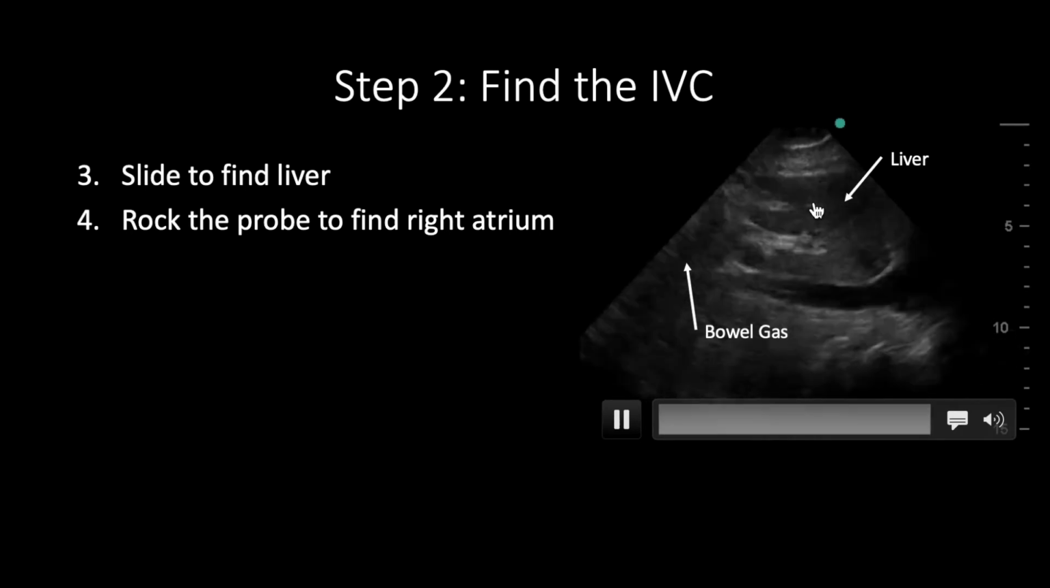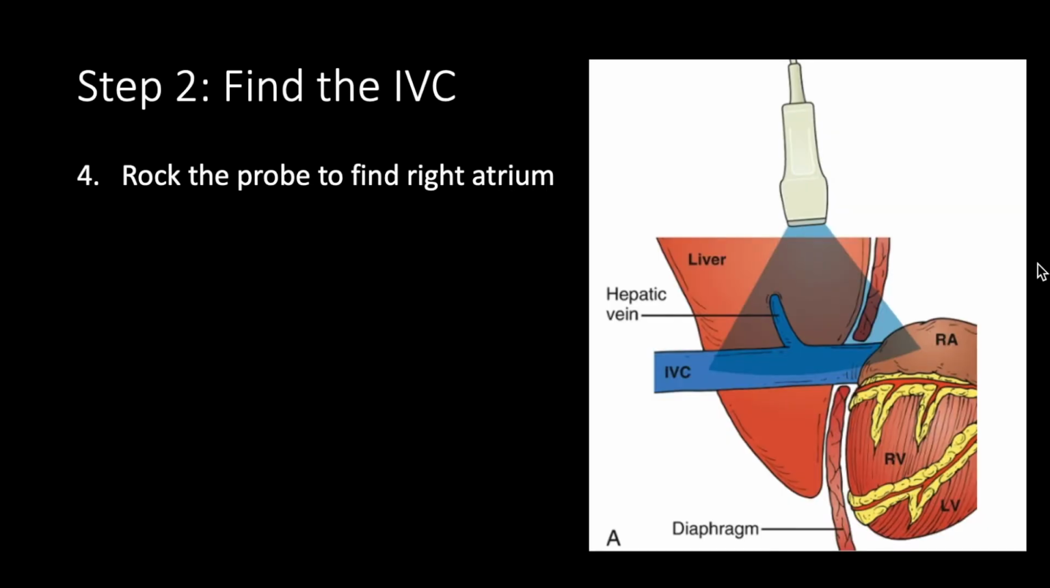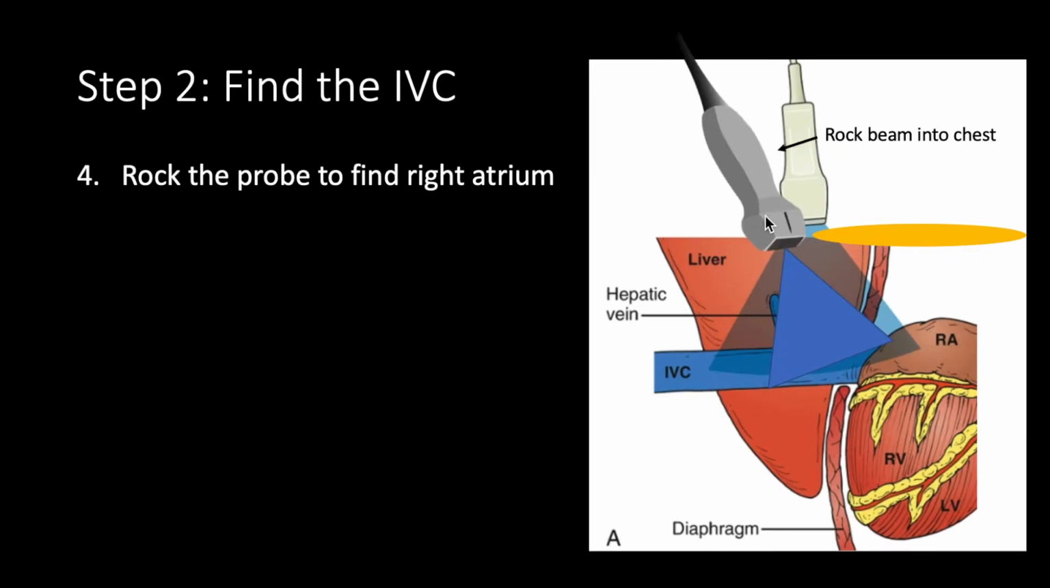Once we've found liver, then you want to identify right atrium. One of the tricks is rocking the probe to find the right atrium. Often, the sternum or xiphoid process will obstruct our beam and prevent us from seeing the right atrium, so instead you can slide towards the patient's feet and then rock the probe to angle the beam into the thoracic cavity to pick up that right atrium. Finding the right atrium is key to making sure you identify the IVC and not the aorta.